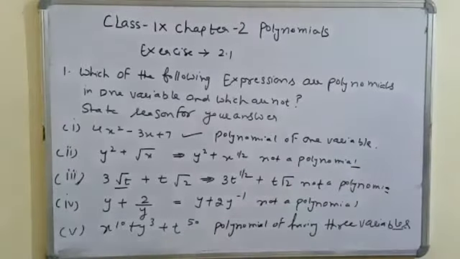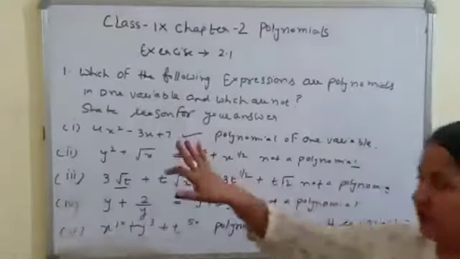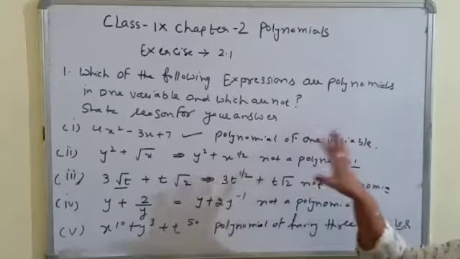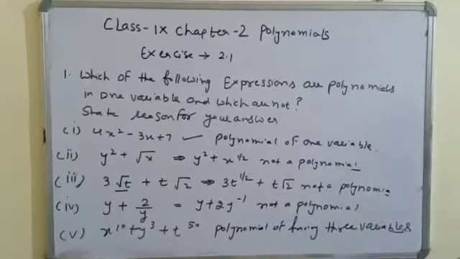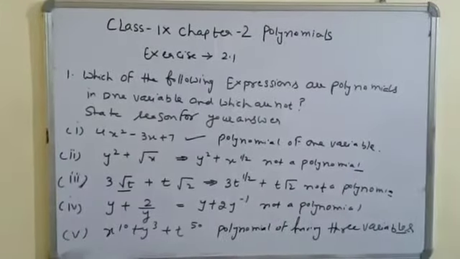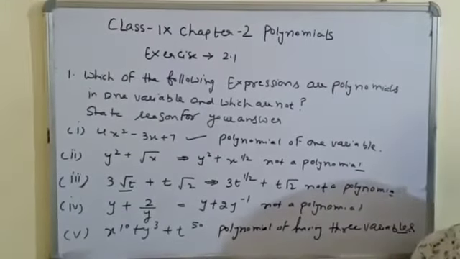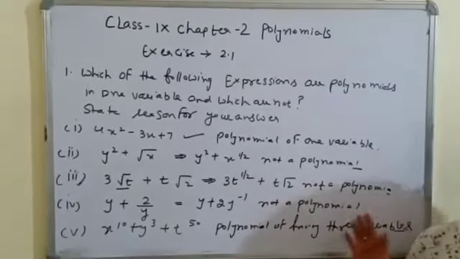So here you have to remember it. For any polynomial, the degree should be in the form of a whole number. If it is in the form of a fraction or it is in negative form, then the given expression is not a polynomial. It should be in the form of a whole number.